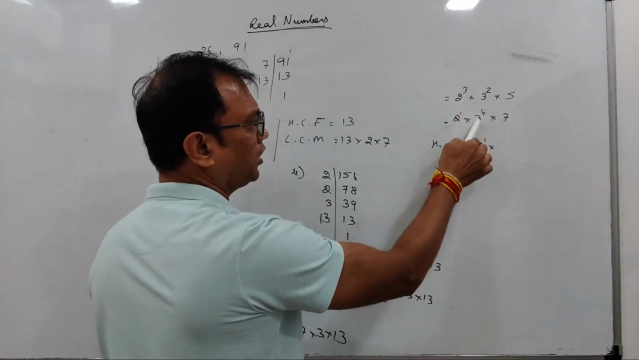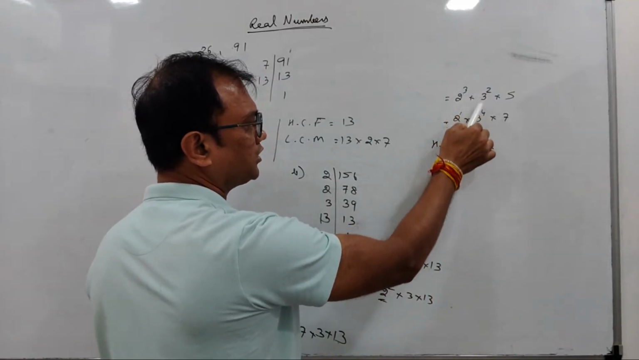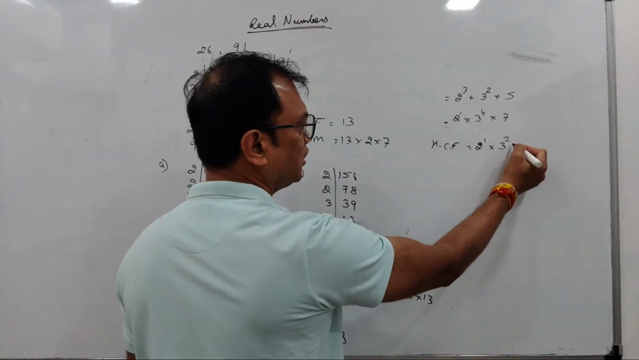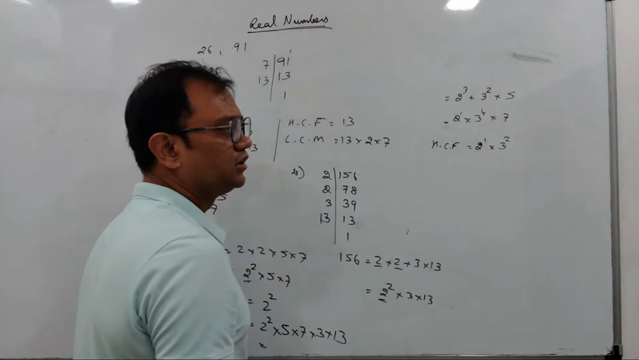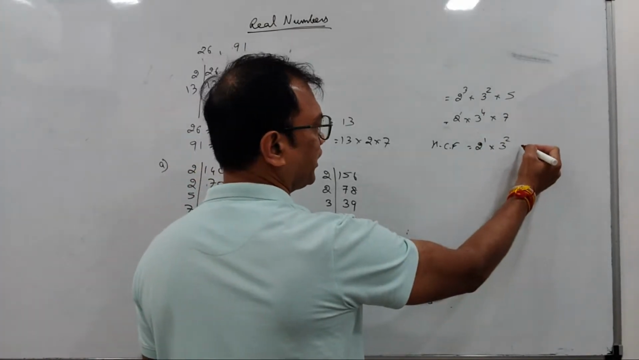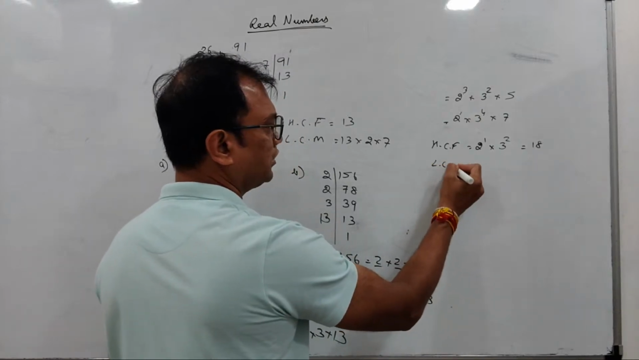Then the smaller power of the other common number, that is 3 raised to 2 and 3 raised to 4. The smaller power is 3 raised to 2. Since there is no other common number, we leave it there, then multiply and write down the answer, which comes out to 18.